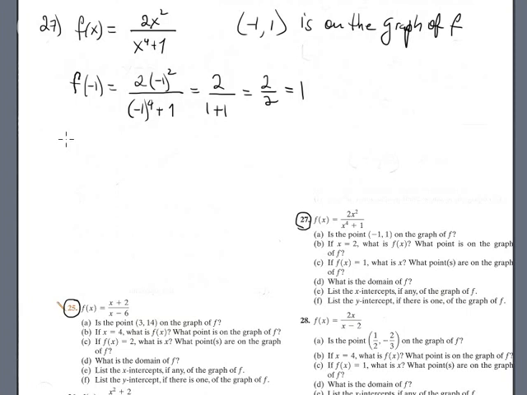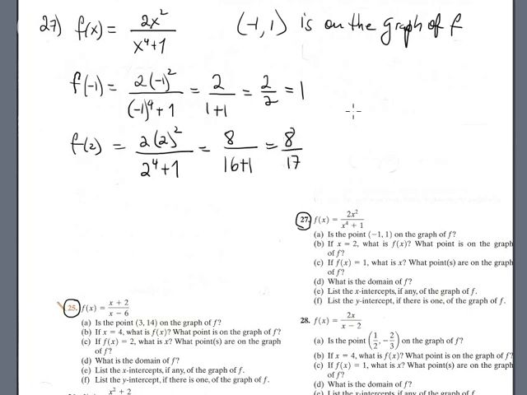And now evaluate at 2. f evaluated at 2 is 2 times 2 squared over 2 to the 4th power plus 1. 2 squared is 4, times 2 is 8, and 2 to the 4th power is 16 plus 1 is 17, so it is 8 over 17. And the point on the graph is the point (2, 8 over 17).